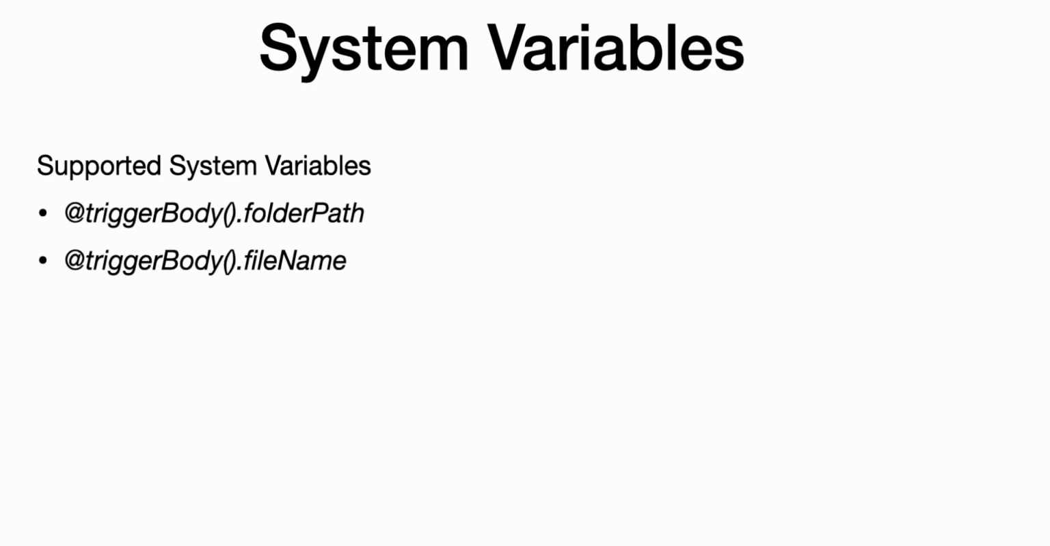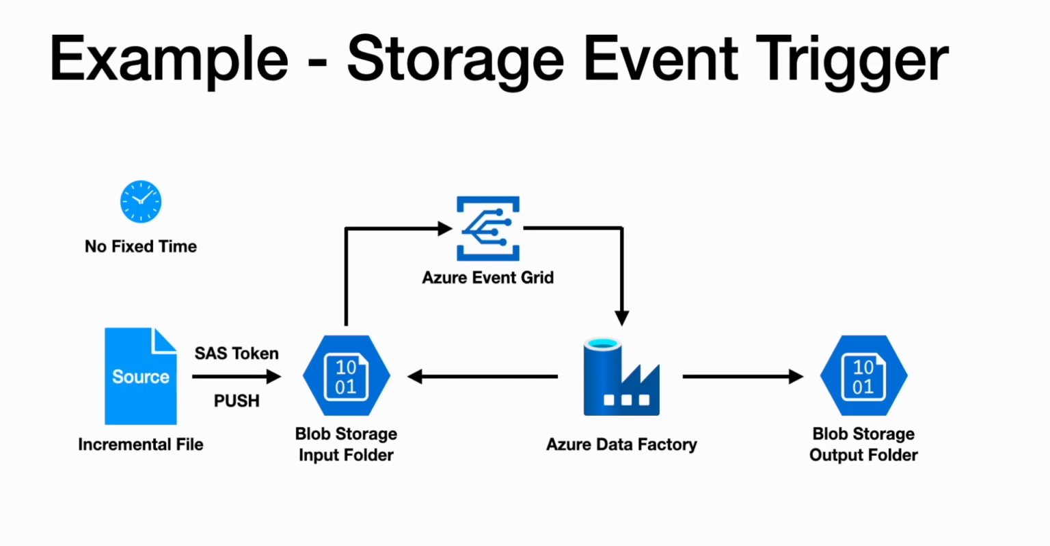Let's take a look at this example that we have. In this example, imagine that you have a source which is providing you an incremental file, and it has access to your storage account, maybe using a SAS token. At any time of the day, it pushes this incremental file into your input folder. If you want to move this file from your input folder to your output folder, there are a couple of ways you can do that.